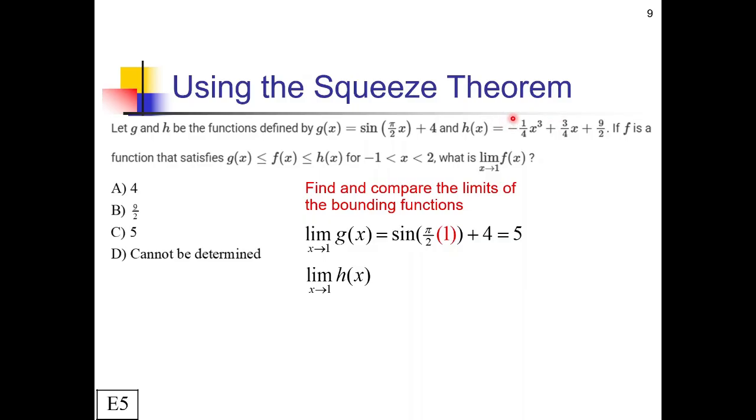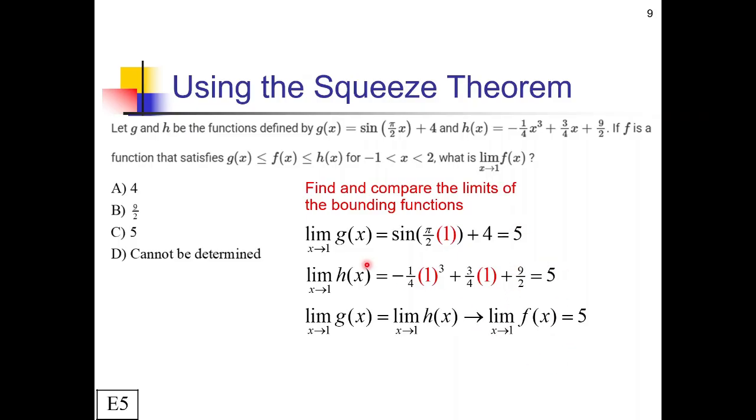These are non-piecewise functions at the very least. So plugging all of that in, this is going to be negative 1/4 plus 3/4, so that's going to be 2/4 or 1/2. And then we have 1/2 plus 9/2, which is 10/2, which comes out to 5. Since these two limits match, that means that the limit of f is going to be whatever these two limits were. So the limit as x approaches 1 of f is also going to be 5. And that's going to give us answer choice C.